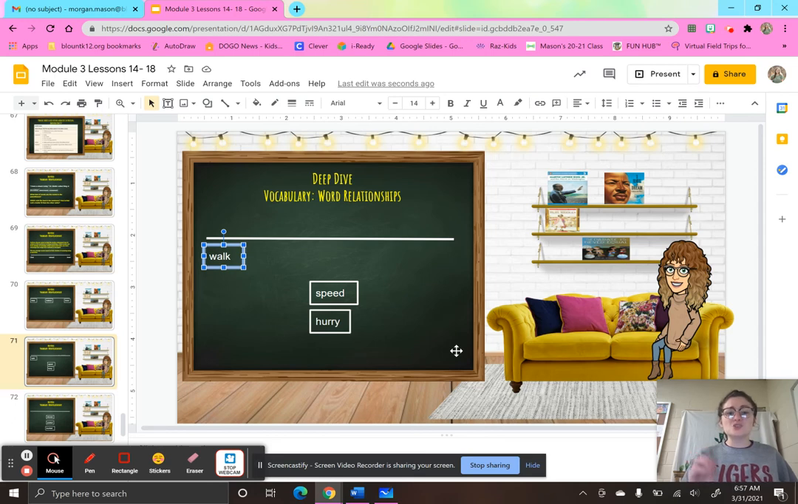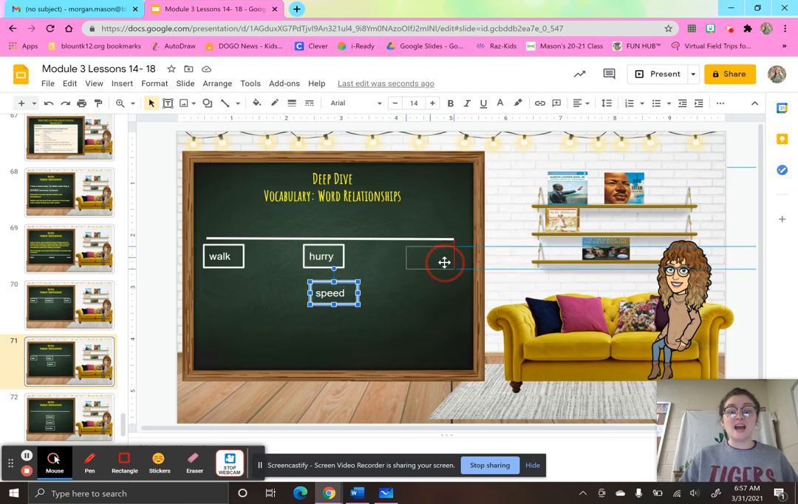Which one is a stronger meaning? Speed or hurry? Which one would go in the middle? Tell me in the Ed puzzle. If I hurry, that means I'm moving faster, right? If I hurry to get somewhere, that means I am trying to get there quickly. What's the strongest meaning of the word move? Tell me in the Ed puzzle. Speed, right? If I speed, I am moving as fast as I can.